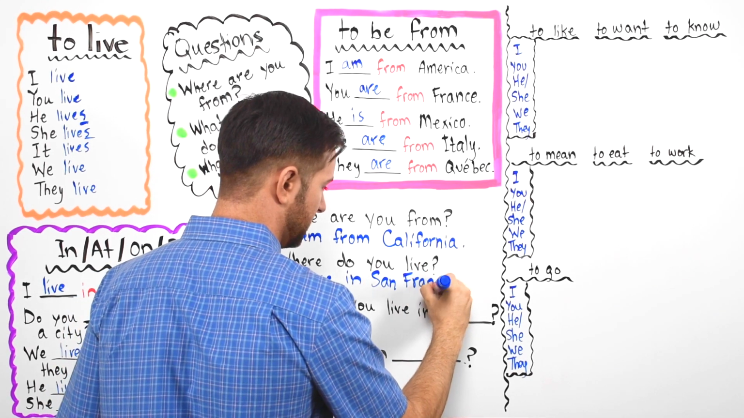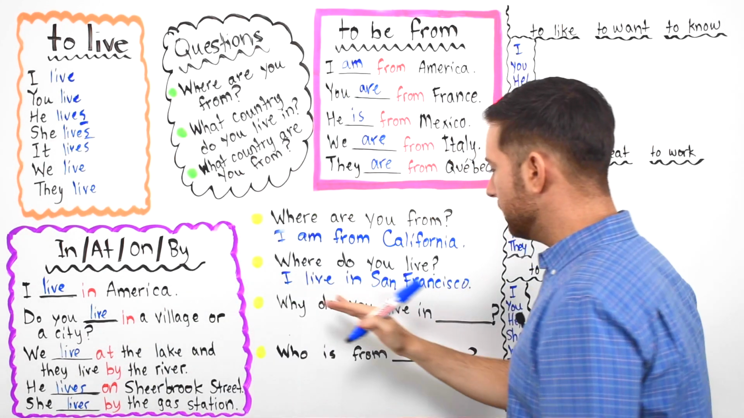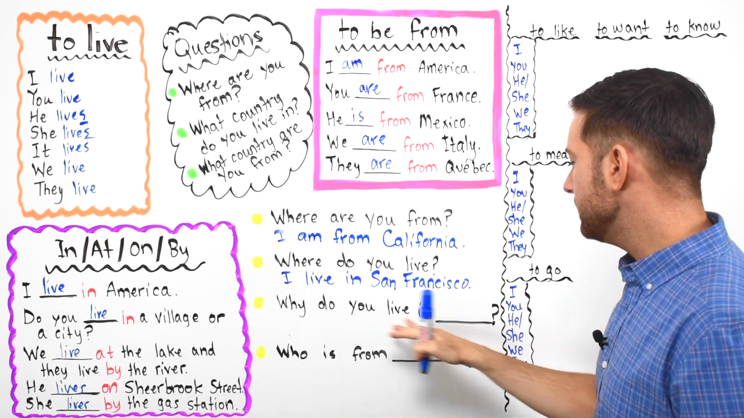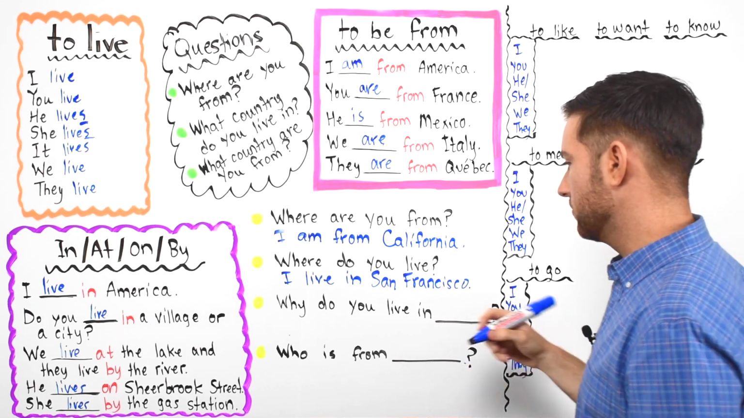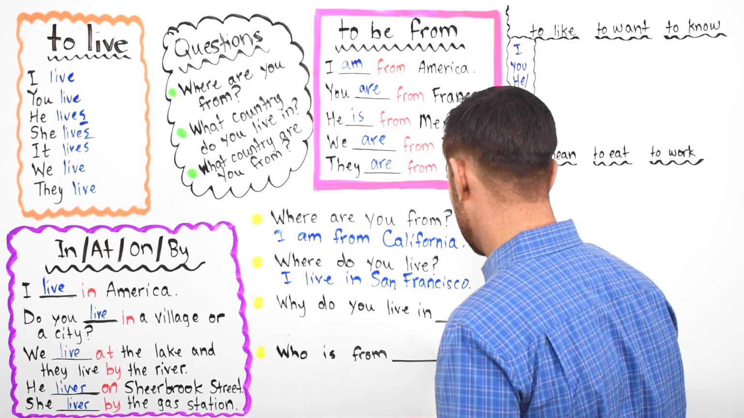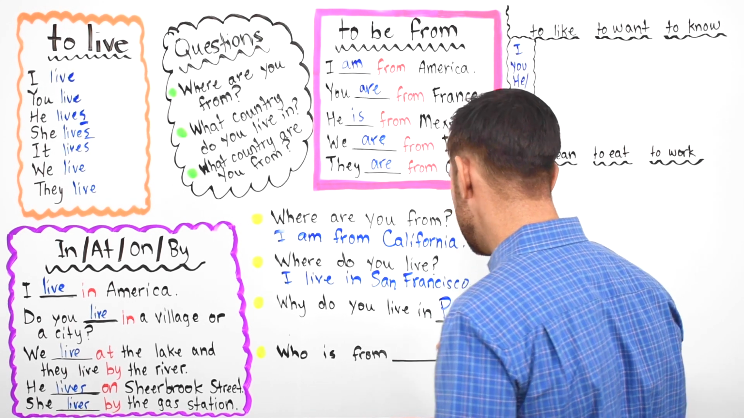San Francisco. Okay? So where do you live? I live in San Francisco. Why do you live in, and then you name a spot. Okay? So why do you live in Paris? Why do you live in Paris?